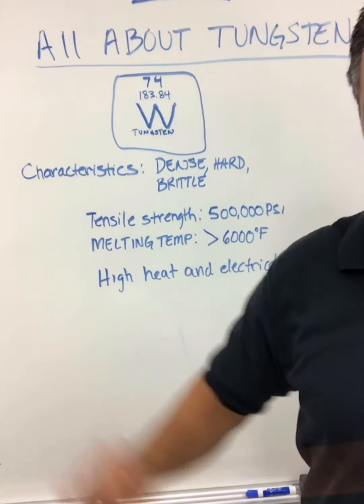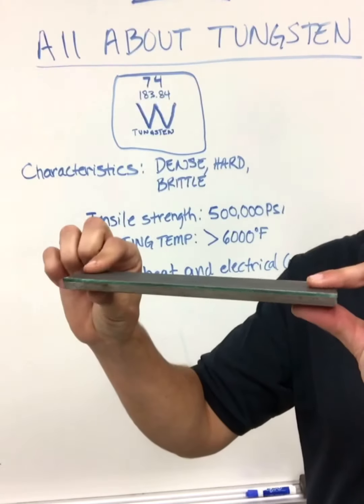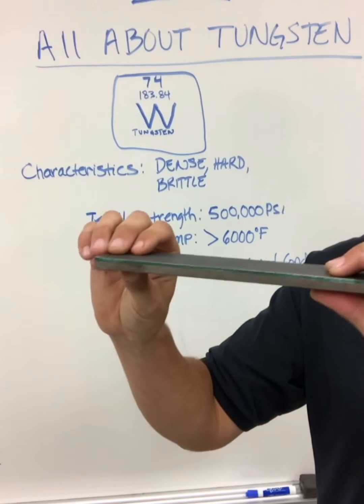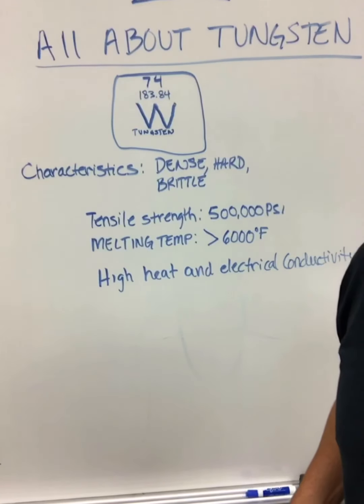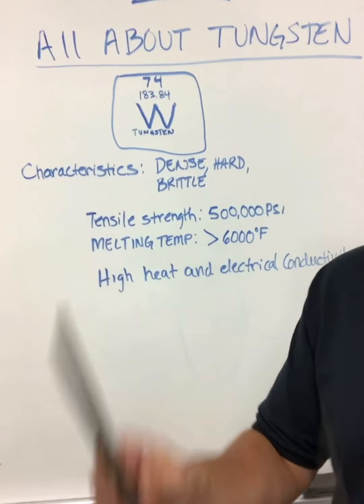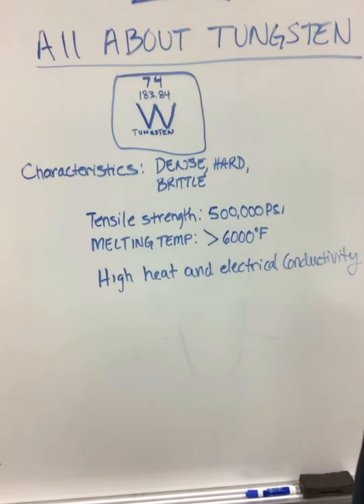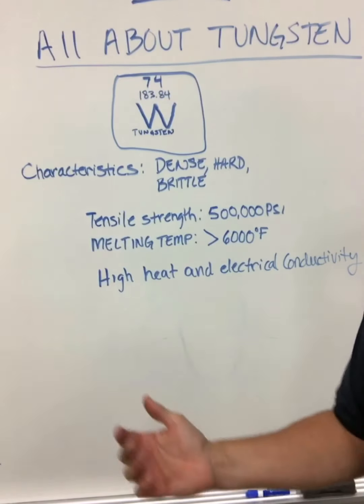The minimum yield on this is 70,000 pounds. And your base metal, let's say this is A36, a minimum yield of 36,000 pounds. So put that into perspective: 500,000 pounds, 36,000 pounds. We are not using tungsten as a filler metal. It is the electrode for many reasons.